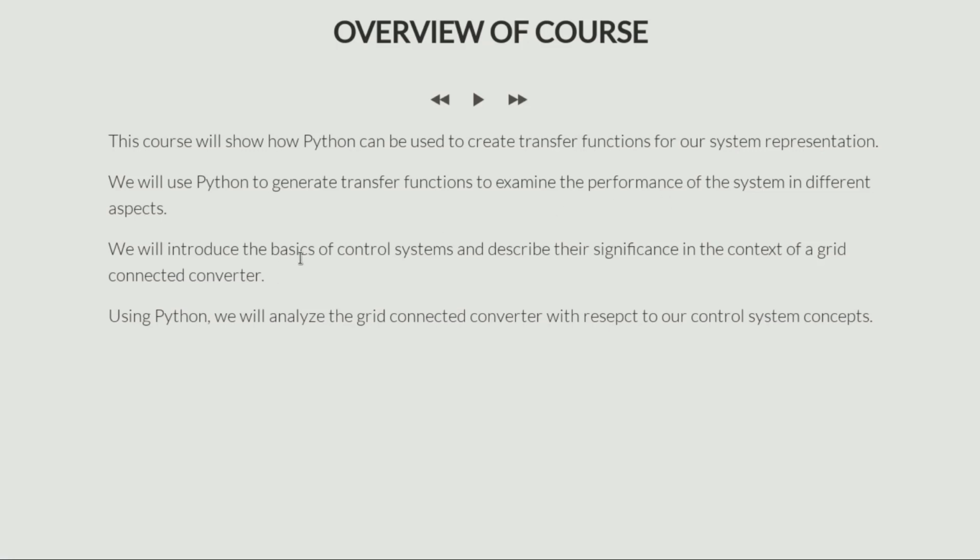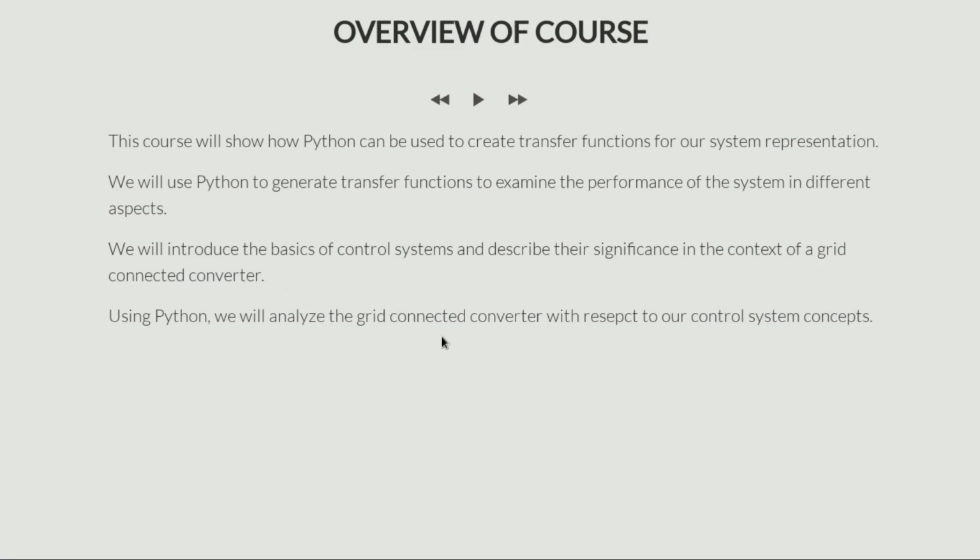We will then introduce basics of control systems and we will describe their significance in the context of a grid connected converter. So we will talk about how phase margin and gain margin can be used to analyze the stability of the system. We will talk about how we can analyze the stability of the system from the closed loop poles of the control system and how we can interpret the stability of the grid connected converter as a system with respect to the closed loop poles of the transfer function.